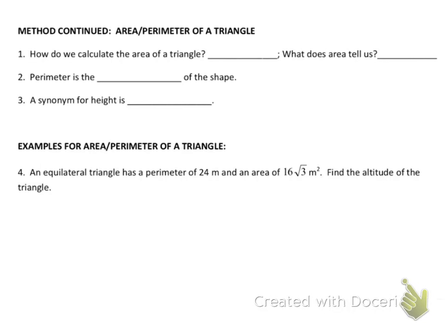This is geotrig lesson 1 again. I think we're on our 5th day on this, and we're still going to have some more for tomorrow. This first group is area and perimeters of triangles. And so, how do we calculate the area of a triangle?